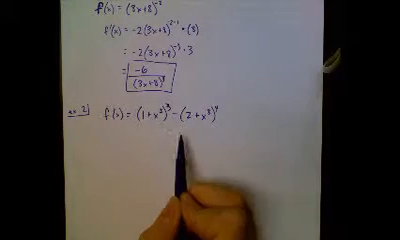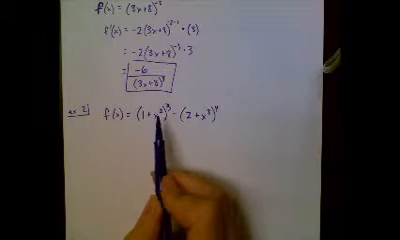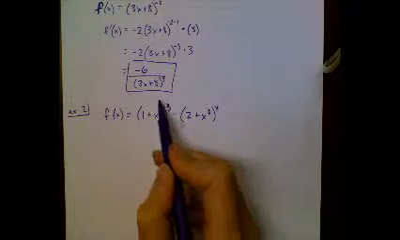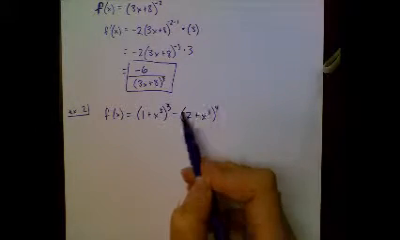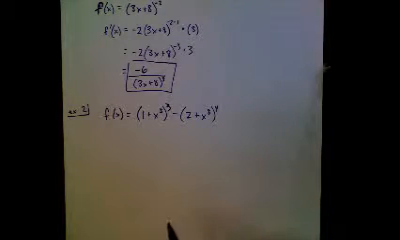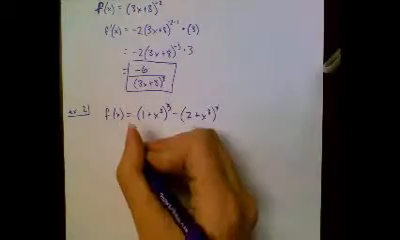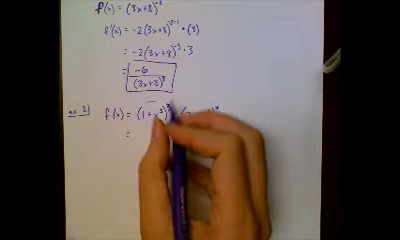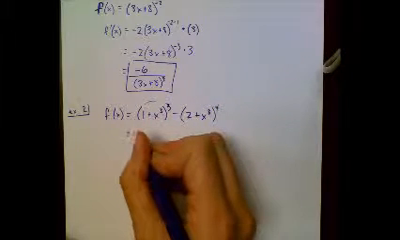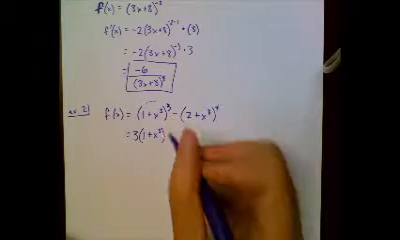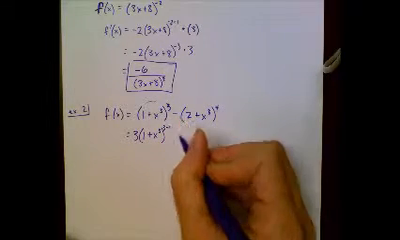So we're going to be using 2 rules here, actually, because we've got a difference. The difference rule says we're allowed to find the derivative of this, and then find the derivative of this separately, and then just subtract them. The derivative of a difference is the difference of the derivatives. So I'm going to start with this first part. For just that, I can do the power rule to start. 3 in front, 1 plus x to the third. Subtract the exponent by 1.